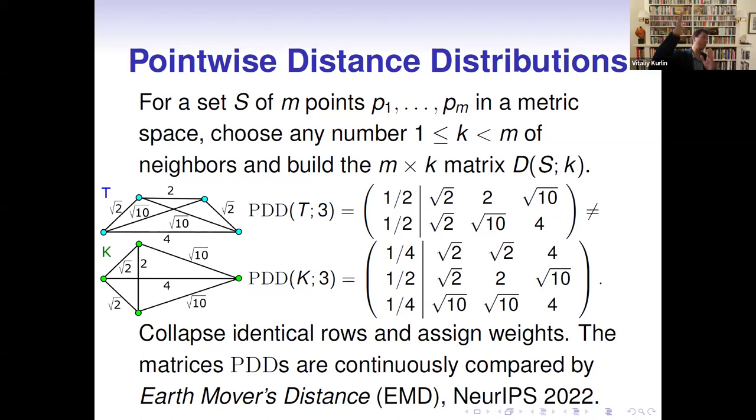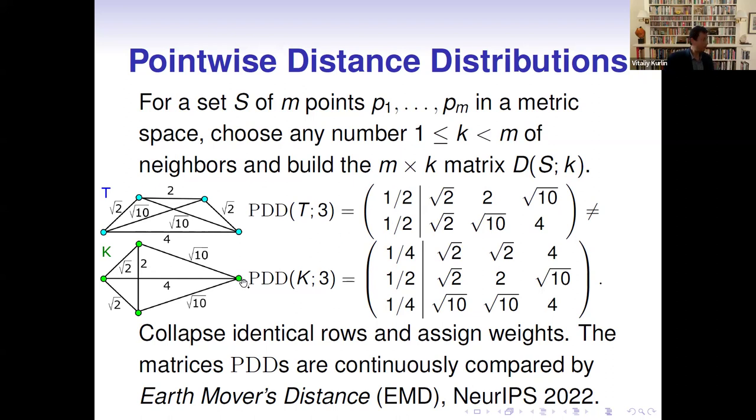neighbors we consider. So we could, in principle, make it smaller and consider only first neighbors. But in general, we could go up to M minus one neighbors, taking all of them. And the first column is a bit separate. These are the weights of points.